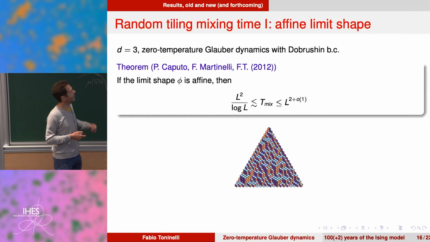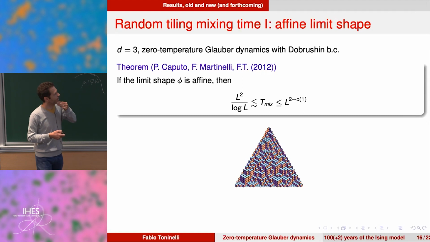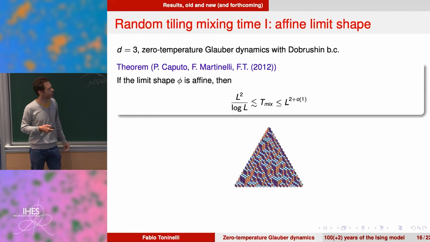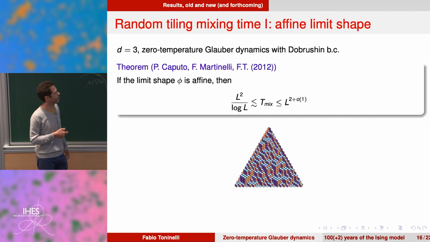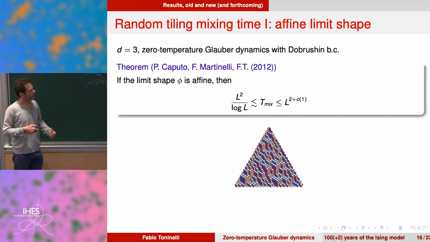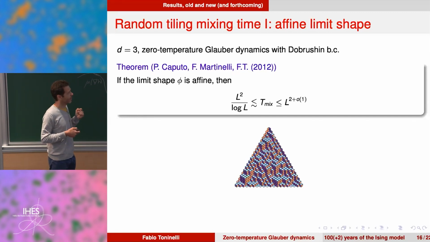So the first one was the first example where we could get a mixing time for this zero temperature 3D Ising dynamics of the correct order, L squared, up to smaller order corrections. This is a work from 10 years ago with Pietro Caputo and Fabio Martinelli, and essentially gives you the optimal result, but up to a very important restriction, that is that we work in domains such that the limit shape is affine.